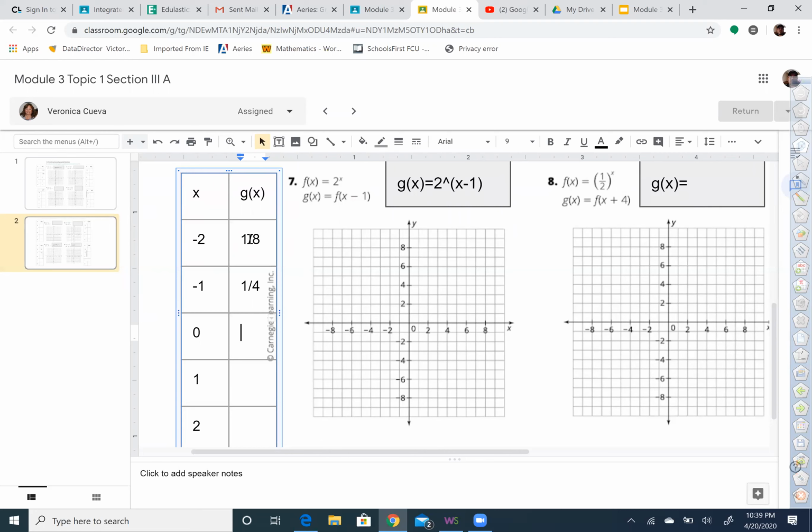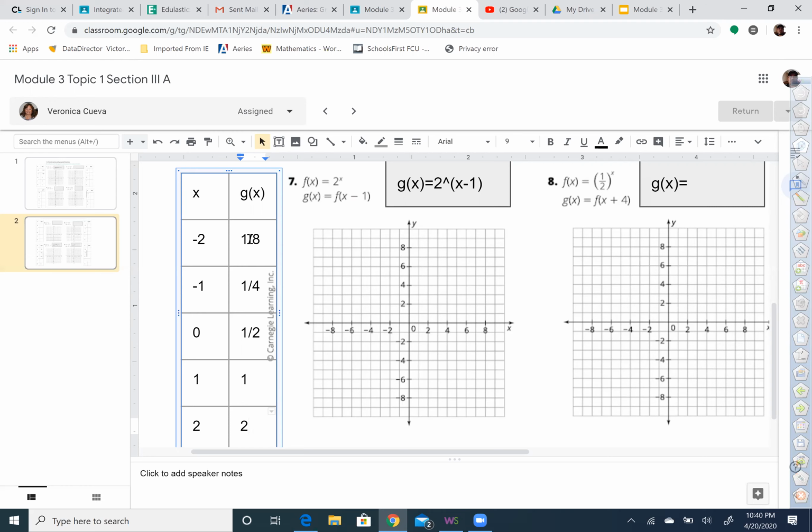And then we try 0. In this case, it's not going to be 1 because we are doing something to that 0. So we plug in 0 for x. 0 minus 1, that's going to be -1. 2 to the -1 would just be the inverse, and that would just be 1/2. Now when we plug in 1, 1 minus 1 is 0. So now we got 2 to the 0 power, and 2 to the 0 power is just going to be 1. And then we plug in 2. So 2 minus 1 is 1. 2 to the first power will be 2.